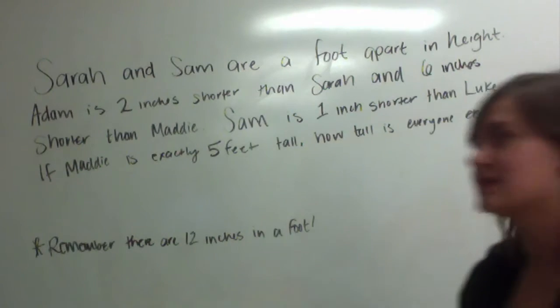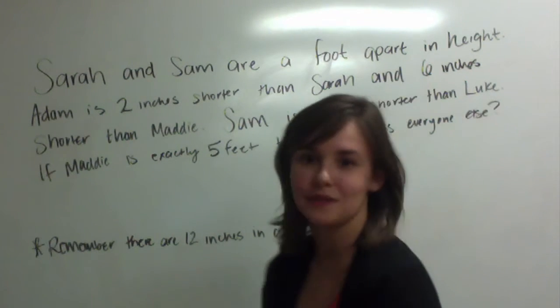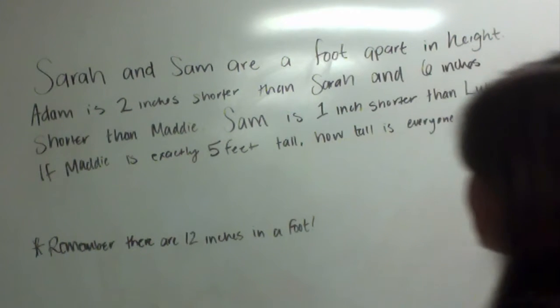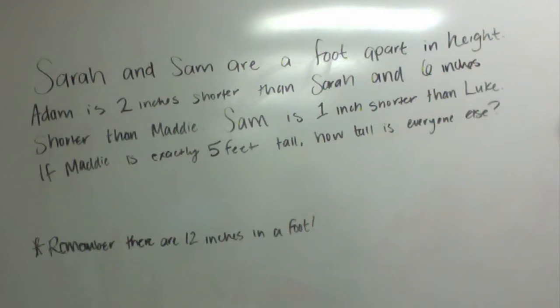All right, we're going to do the next problem, so let's read it for you first. Sarah and Sam are a foot apart in height. Adam is 2 inches shorter than Sarah and 6 inches shorter than Maddie. Sam is 1 inch shorter than Luke. If Maddie is exactly 5 feet tall, how tall is everyone else? Remember, there are 12 inches in a foot.